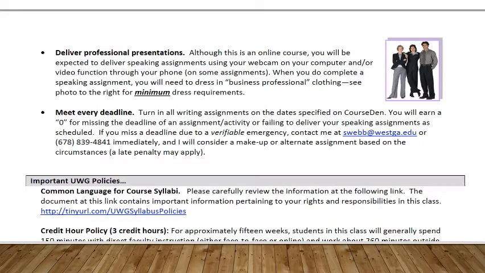The last thing is making sure that you meet every deadline. Now, I understand that things happen, but if for some reason you miss a deadline, you need to get in touch with me as soon as possible. If it's an assignment that you know in advance there's a problem with, you need to let me know before it's due if you want any kind of consideration to make it up. If you email me after the fact, I will not be inclined to give you any kind of extension or any kind of consideration. So again, make sure that you contact me before a missed deadline.